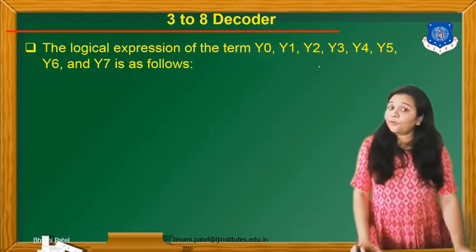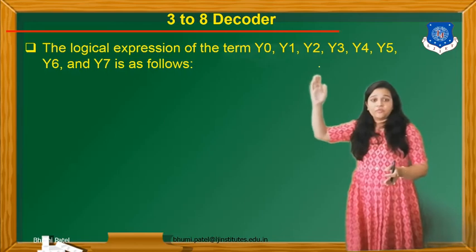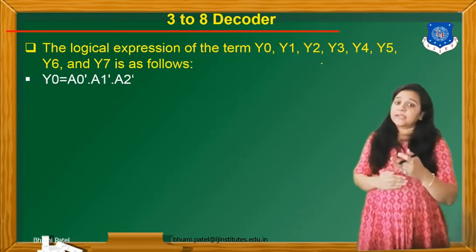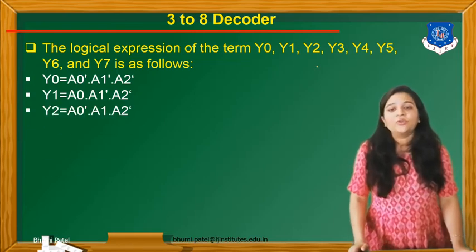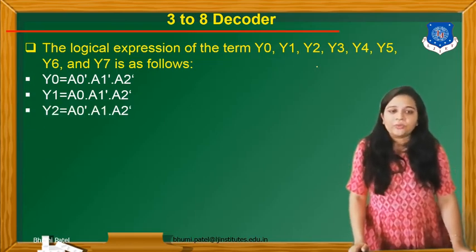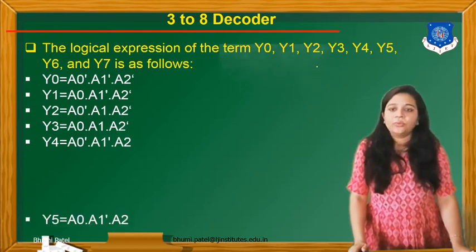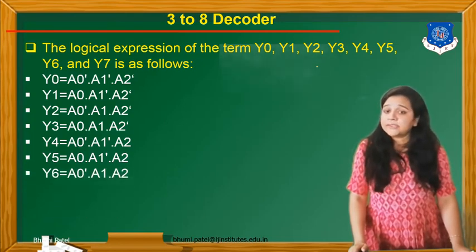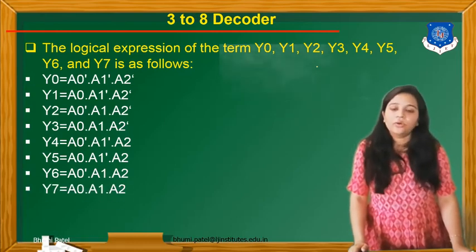First of all we have to write the equations. How many outputs do we have? We have 8 outputs, from Y0 to Y7. So what are the equations? Y0 is A0', A1', A2', Y1 is equal to A0, A1', A2', Y2 is equal to A0', A1, A2', Y3 is equal to A0, A1, A2', Y4 is equal to A0', A1', A2, Y5 is equal to A0, A1', A2, Y6 is equal to A0', A1, A2, and Y7 is equal to A0, A1, A2.